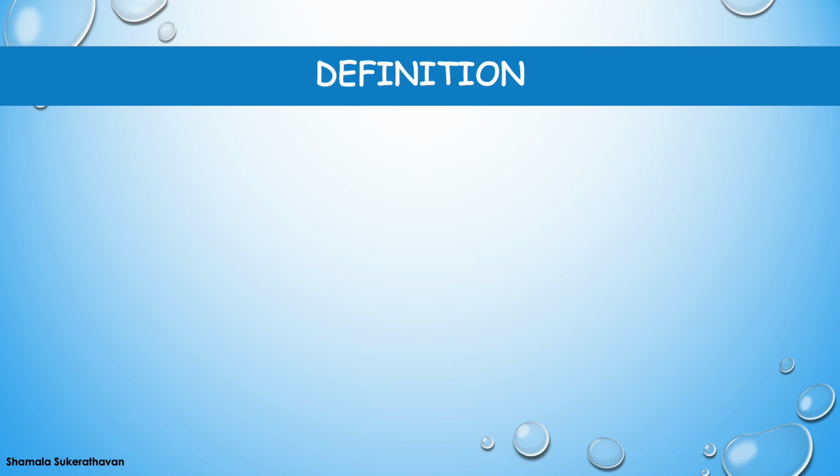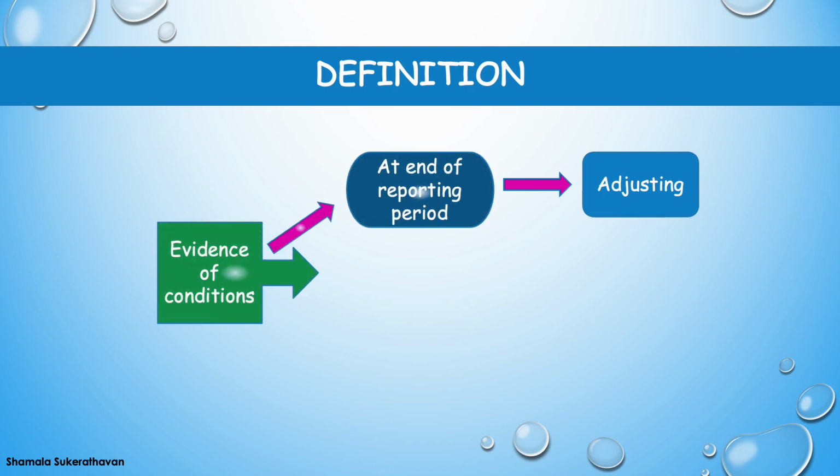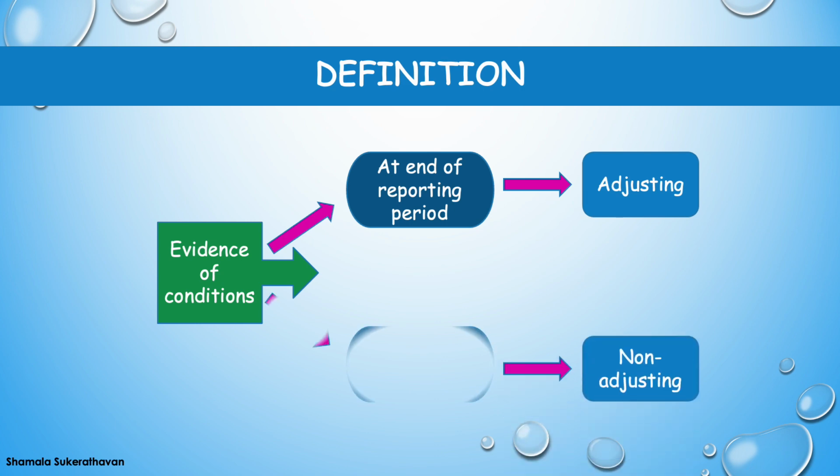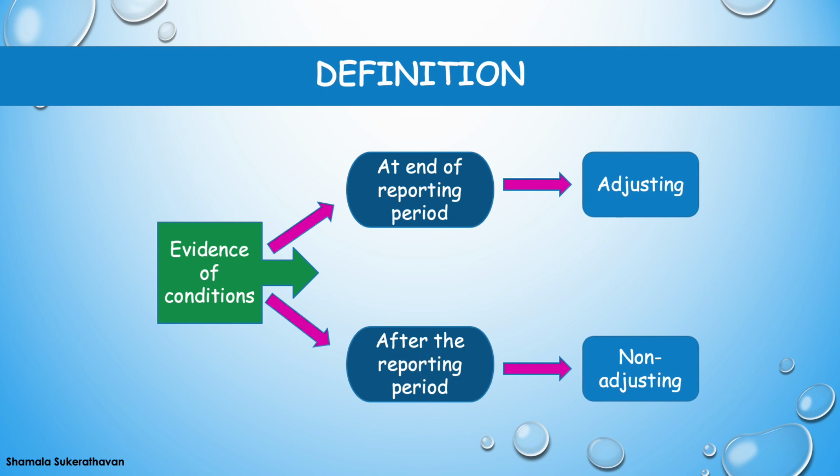IAS 10 sets out two types of events. 1. Adjusting events, being those that provide evidence of conditions that existed at the reporting period. 2. Non-adjusting events, being those that provide evidence of conditions that arose after the reporting period.